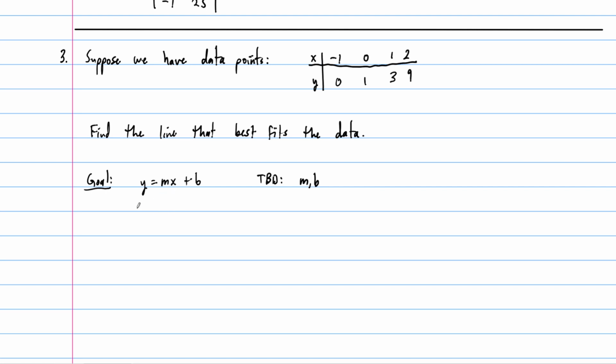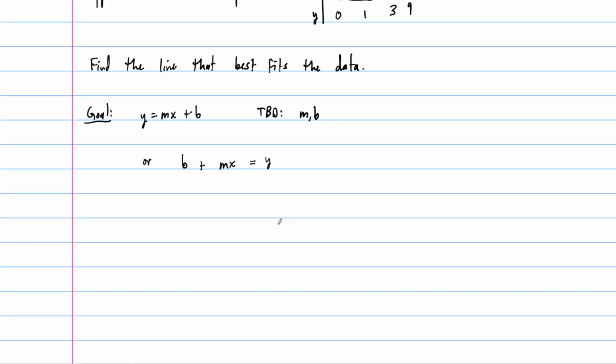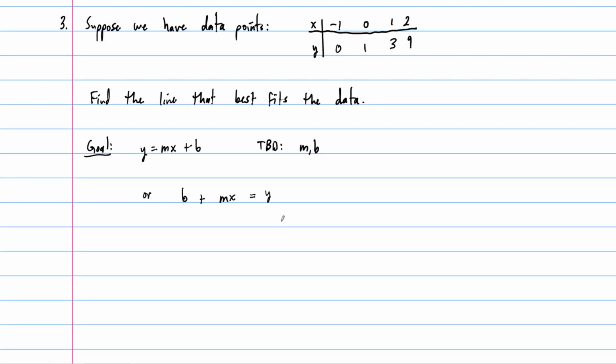This is all kind of backwards from the way we're going to do it. So I'm going to rewrite the way this looks. I'm going to basically flip the whole thing over. So b plus mx equals y. And the reason for that is let's write out the equations that we get now. We're going to plug in these points and get our equations this way.